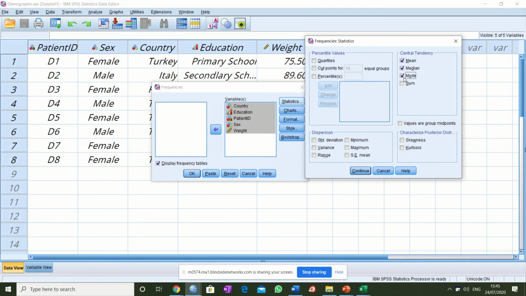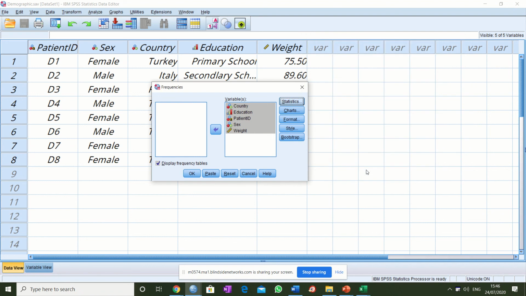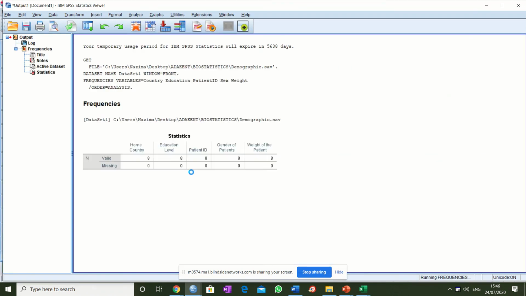Now here I can only find mean, median, mode of scales. What is mean of mean? No. So I shouldn't choose this part here. I can only choose it with weight, because scales are numbers, and we can find mean and median of numbers. So I choose nothing here. I just say continue, and I say okay.